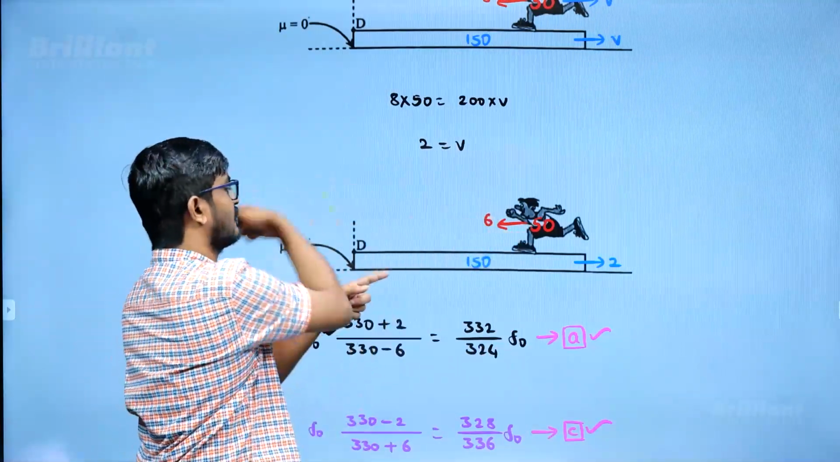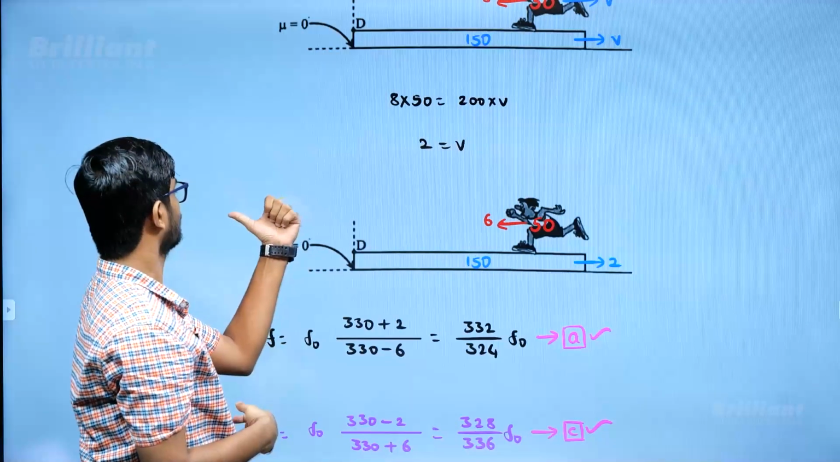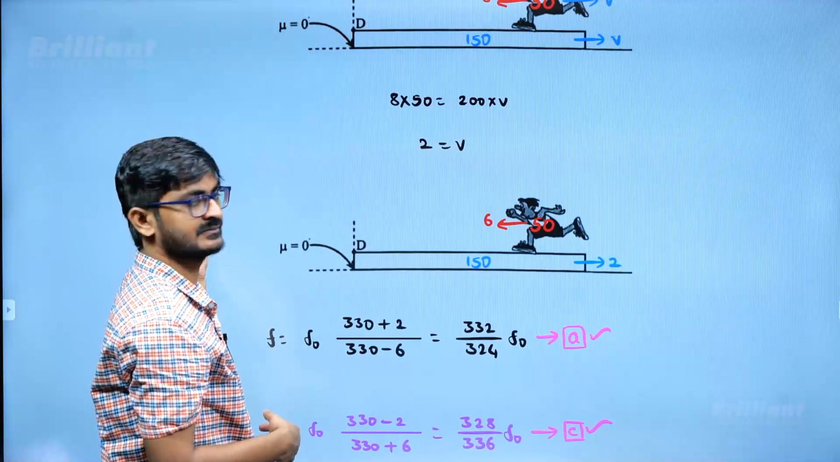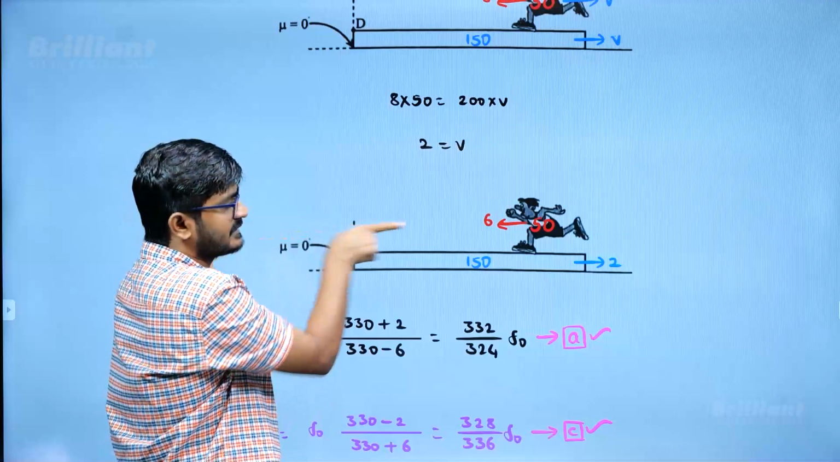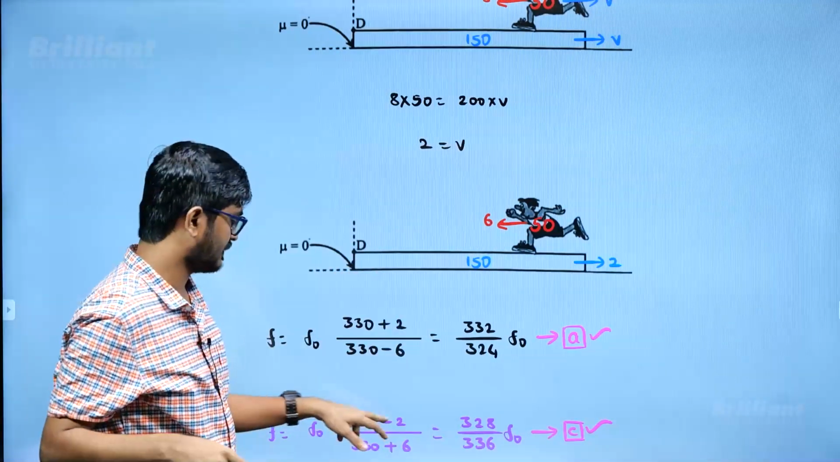But when the man jumps off, what is going to happen? The source will be moving in this direction with speed 6, and the detector will be moving in this direction with speed 2, right?